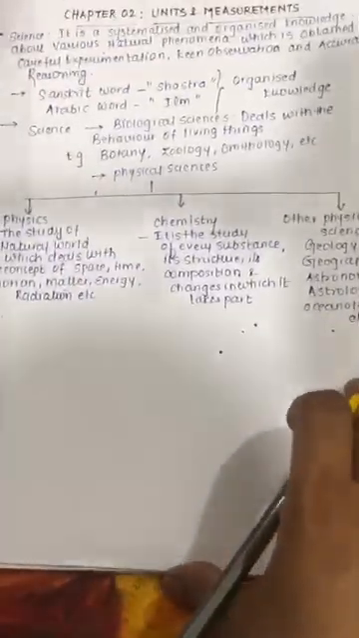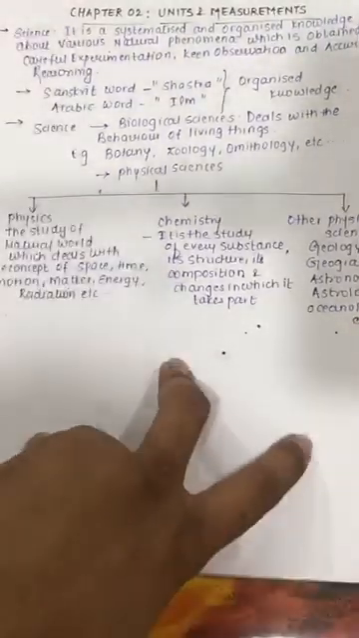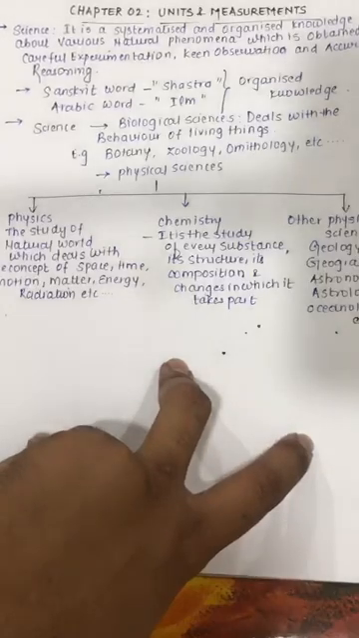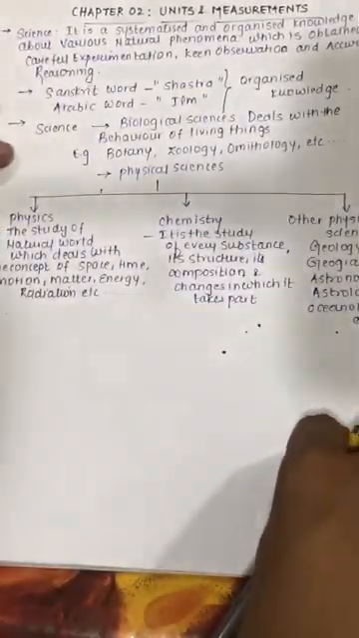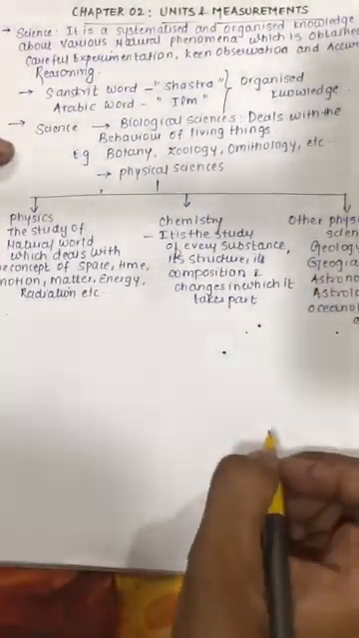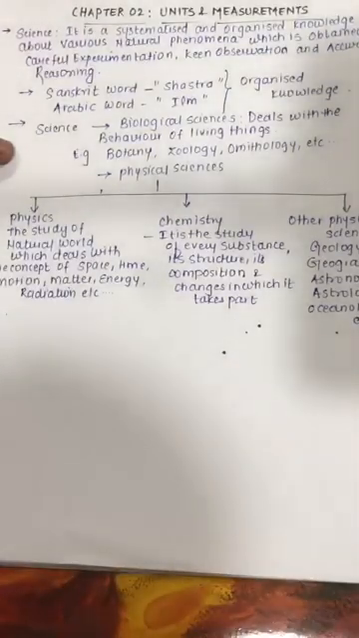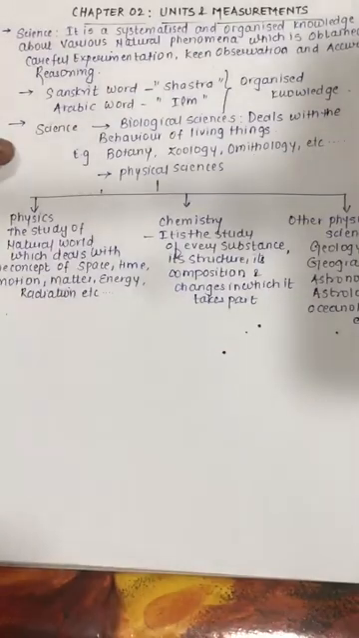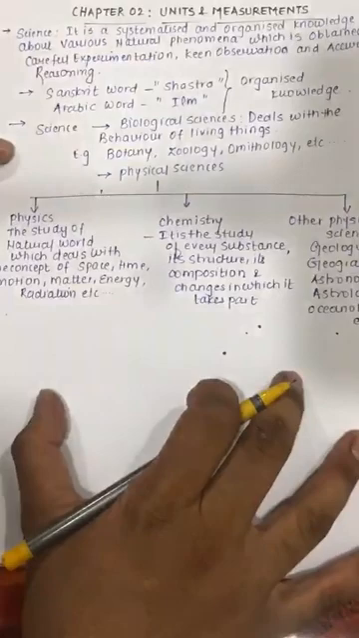What is science? It is systemized and organized knowledge about various natural phenomena which is obtained by careful experimentation, keen observation, and accurate reasoning. Sanskrit word for science is Shastra. Arabic word is ilm. Both mean what? Organized knowledge. Science has two major classifications, that is biological science, which deals with the behavior of living things, with branches such as botany, zoology, ornithology, etc. Physical sciences are classified into three categories, that is physics, chemistry, and other physical sciences that are mentioned already.